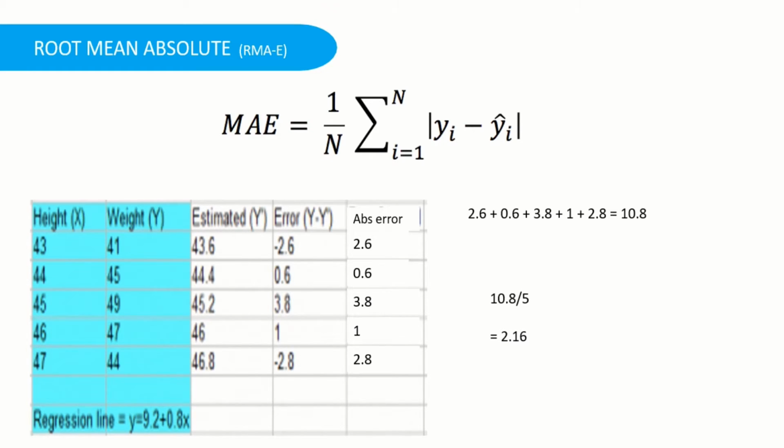The very important thing that you need to keep in your mind is that for root mean square error and root mean absolute error, the lower it is, the better is our prediction.